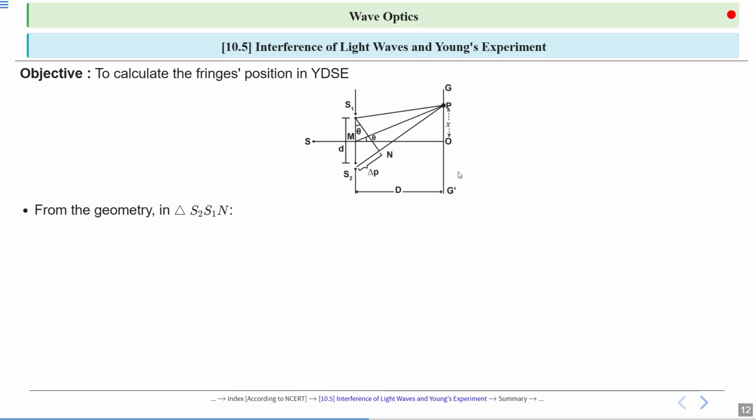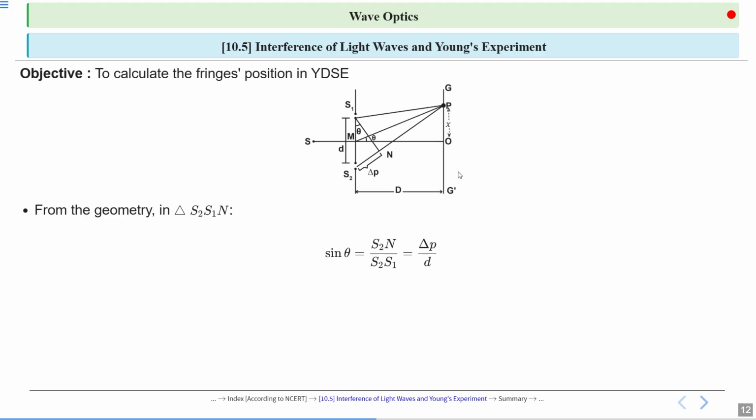Now let's examine the geometry of the setup in the triangle formed by points S2, S1 and N. We can start analyzing the relationships here. This will help us understand how the light waves interfere to create the fringe pattern. So if we introduce the sine of angle theta, sin theta is the ratio of perpendicular to hypotenuse, or the opposite side to the hypotenuse in our triangle, the side opposite to theta, in triangle S1 S2 N.